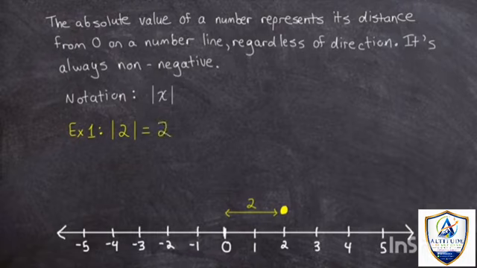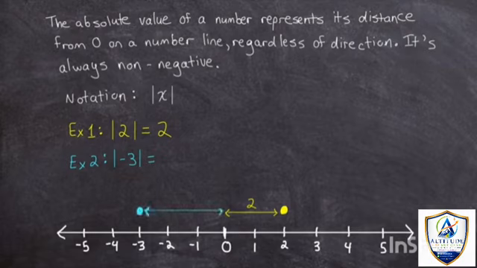And now let's do a second example, this time with a negative number. In example 2, we're finding the absolute value of negative 3. So I'll plot negative 3 on a number line, and then I need to find its distance from 0. Notice negative 3 is 3 units away from 0, which means its absolute value is 3. Right, when finding the absolute value of a number, it's always going to be non-negative. So the absolute value of negative 3 is just 3.